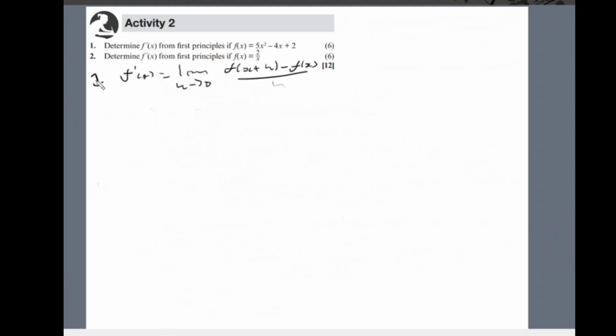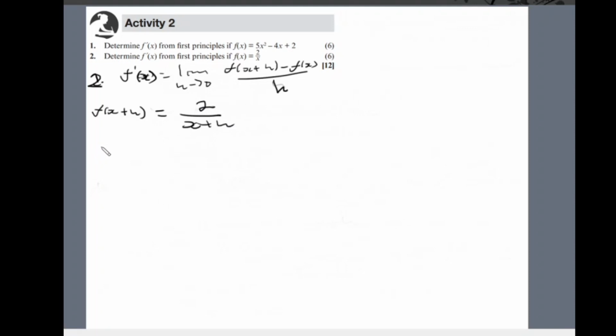Okay, question 2. We calculate the derivative from first principles of f of x equals 2 over x. We know from the definition that the derivative is the limit as h goes to 0 of f of (x plus h) minus f of x, divided by h. First things first, I need to calculate f of (x plus h), right? Wherever I see x in my function, I just put x plus h, right? So there I'll have 2 over (x plus h), right?